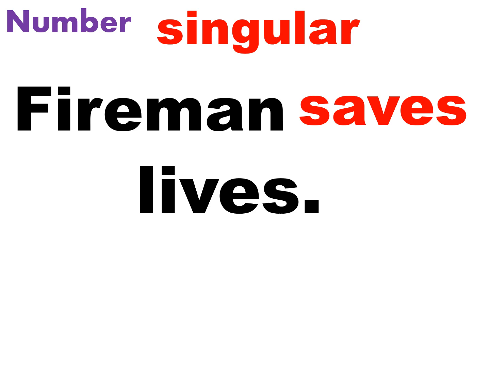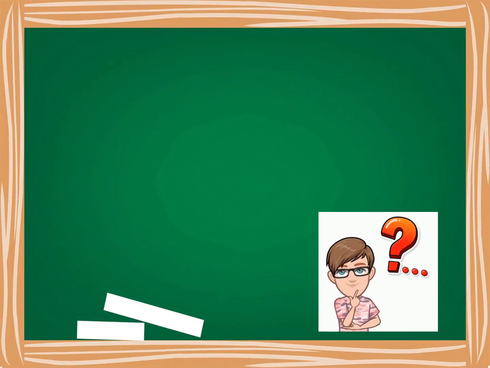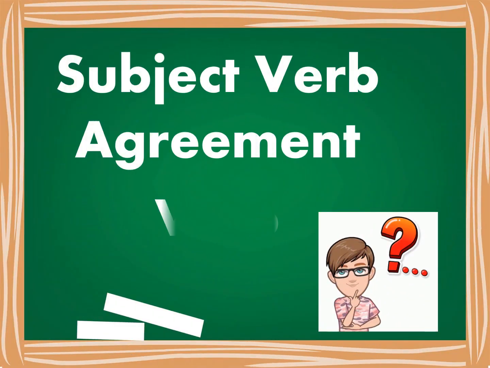Are you ready for the next activity? Now let us identify what is the appropriate verb to be used in the sentences. Remember that you have to identify first the subject in the sentence, followed by its number, singular or plural, before you identify what is the appropriate verb to be used in the sentence. Are you ready? Get a pen and paper now.